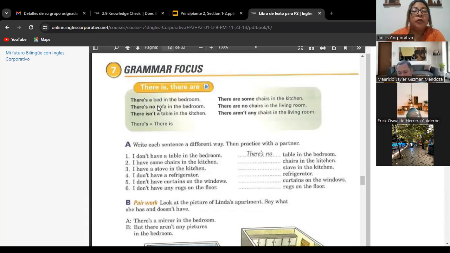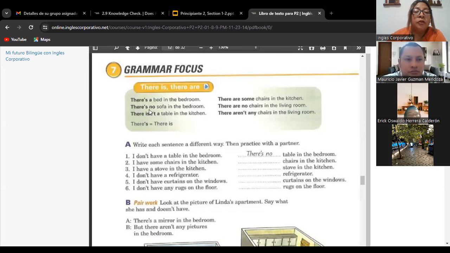Este sería para el caso del singular. There is. Y para hacerlo negativo, sería there isn't. Así como hemos visto el verb to be en negativo, there isn't. Okay, there isn't a table in the kitchen. ¿Qué sería no hay? There isn't. Okay, there isn't a table in the kitchen.